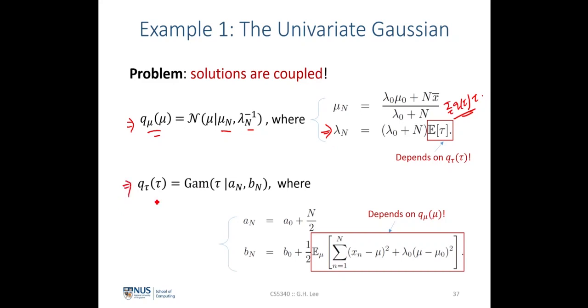Similarly, for q tau, although it's a gamma distribution, the parameters of this gamma distribution, an and bn, we can see that bn is a function of q mu, because in these terms we see that it's an expectation over mu multiplied by a function over mu. So what this means is that we are going to take a summation over all possible mu's and q of mu multiplied by these particular terms.